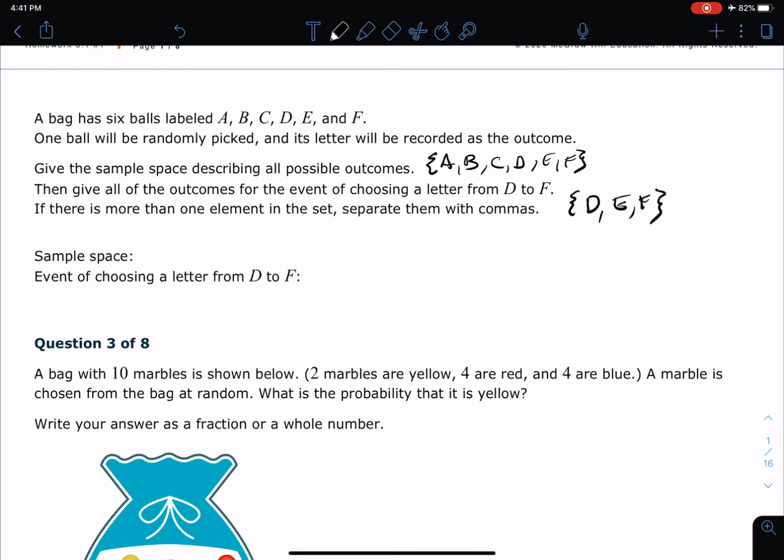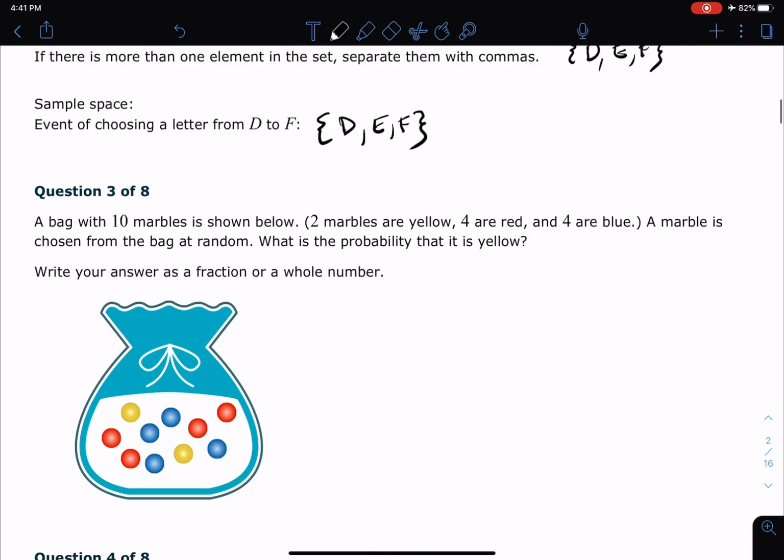Okay, so the event of choosing a letter D to F. Here's the answer. That's kind of a lame one. Anyways, D, E, F. It's really more or less trying to get you to talk about sample spaces and events and things like that.